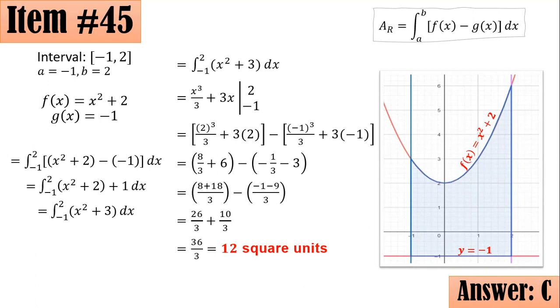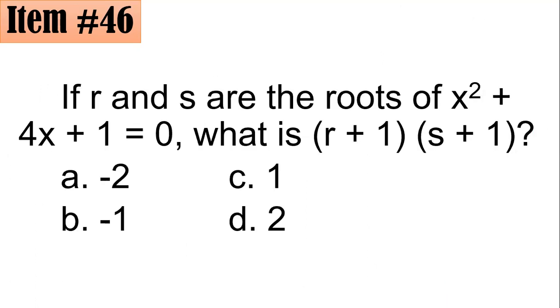Let's move on to item number 46. If R and S are the roots of x squared plus 4x plus 1 equals 0, what is R plus 1 times S plus 1? Is it -2, -1, 1, or 2?